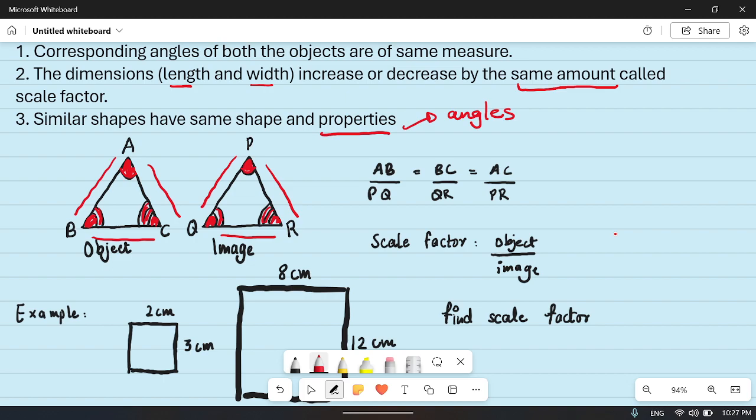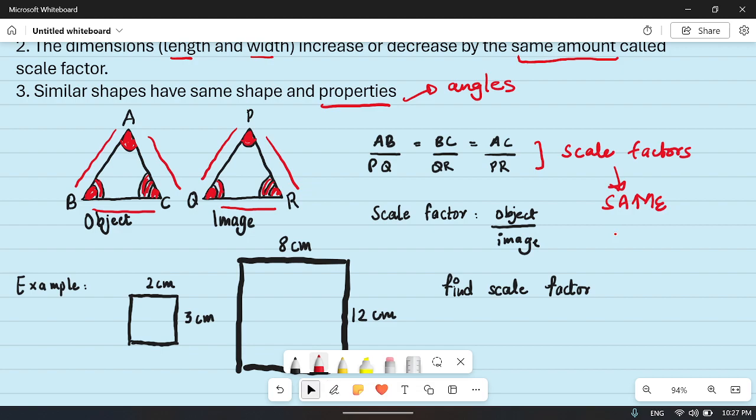Why is it the same? Because when you divide this, you're calculating their scale factor. And because it's a similar shape, the scale factor will always be the same. So yes, object over image: we took the dimensions of our object divided by the image to get our scale factor.